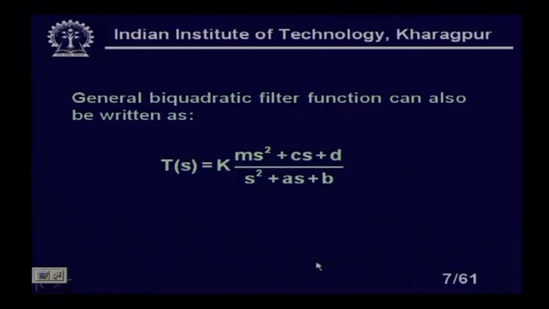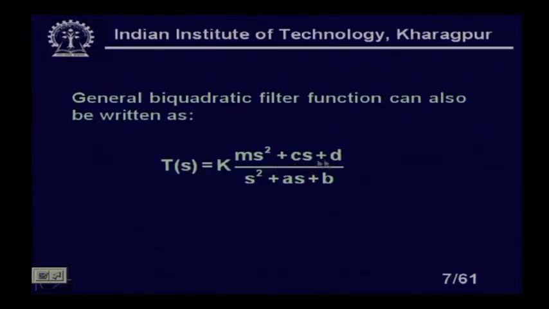Similarly, in the case of a filter, you have some parameters which are to be given, and only then will your filter be characterized. That is called filter specifications. The general biquadratic filter function can also be written differently. In the last equations, we have seen it written in terms of pole frequency, pole selectivity, zero frequency, and zero selectivity.